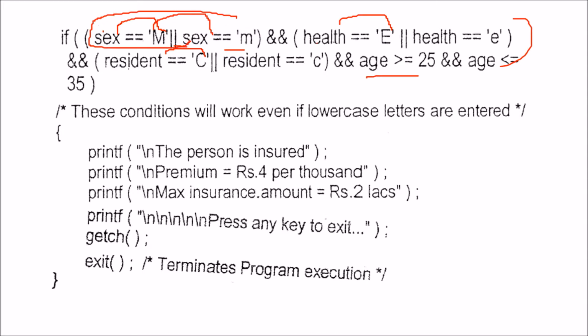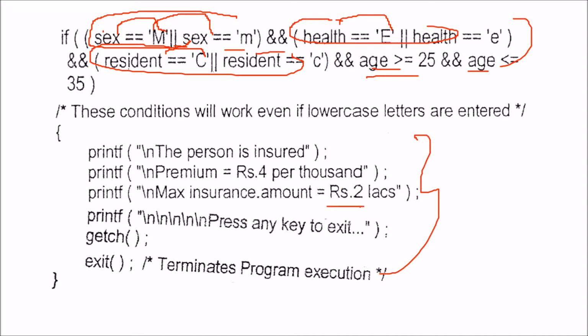All these conditions we have met using this OR, meaning either this or this, both are acceptable. But these conditions, they all have to be true. So that is why we have used the AND. And then we just print: the person is insured, premium is 4 per thousand, maximum insurance is 2 lakhs.